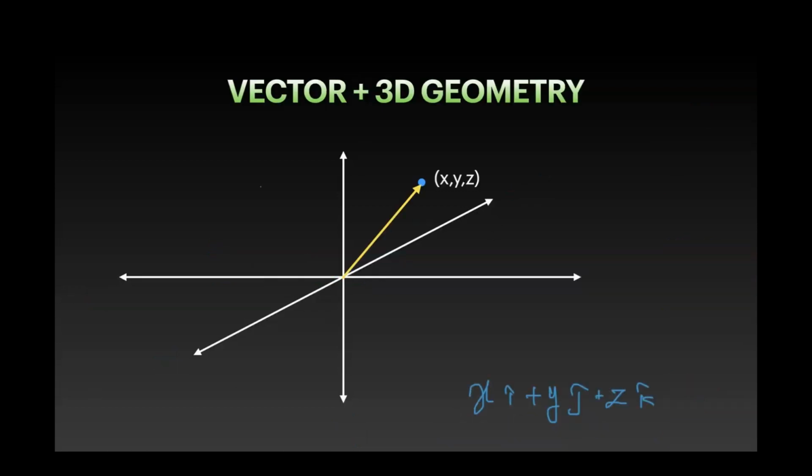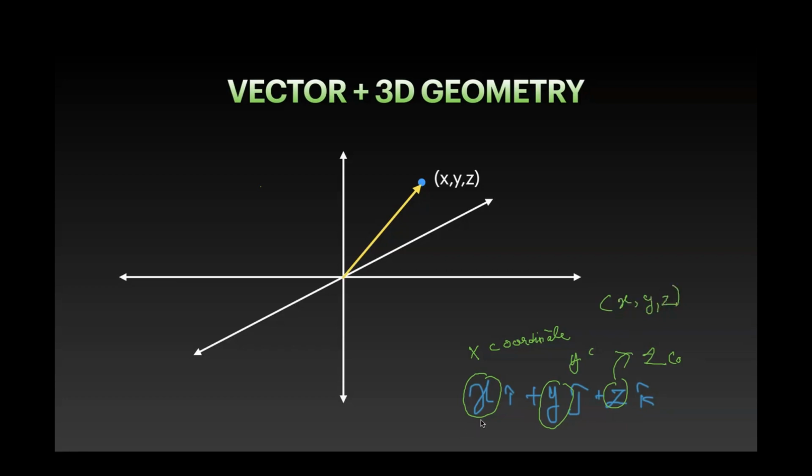Next part. Vector plus 3D geometry. We'll combine both vector and 3D geometry. Now, assume you have a vector which is x i cap, y j cap, and z k cap. How do you represent it in a 3D plane? As simple as that. This represents the x coordinate. That's all. This represents the y coordinate, and this represents the z coordinate. Clear? Now, a point in a 3D plane is represented using the form x comma y comma z.